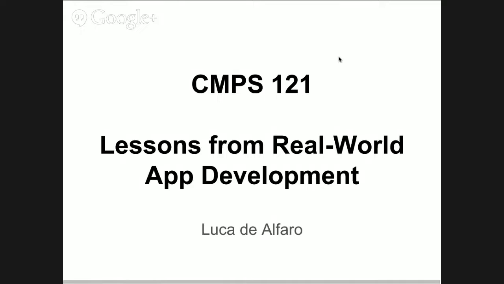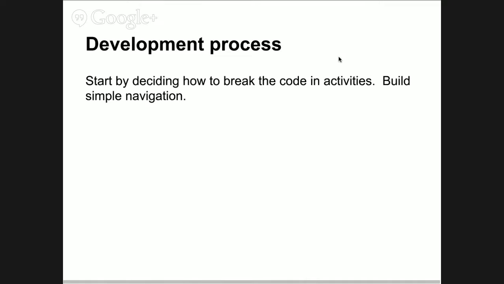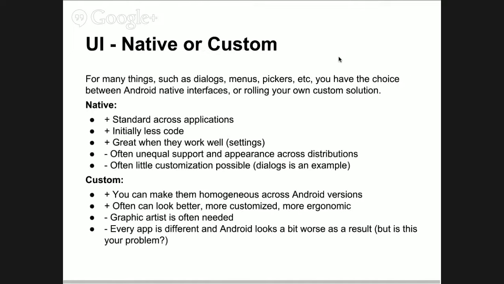So these are lessons I learned from developing real apps. Of course, you start by deciding how many activities to have. So you break the code into activities and you draw some simple navigation. I usually do that just on paper. I decide how to do it on paper, and then I start coding. This I think is pretty obvious to you, so I don't want to spend a lot of time on it. A question that always nags me is the following: do you actually develop your own UI elements, or do you use the standard ones that come with Android?